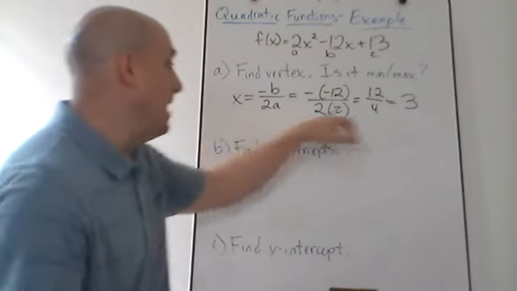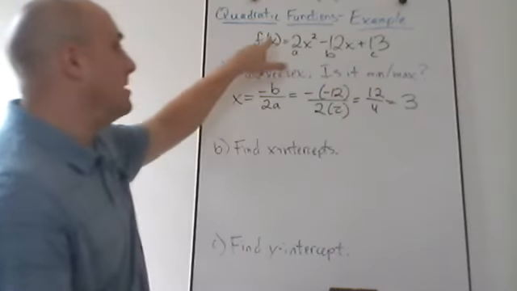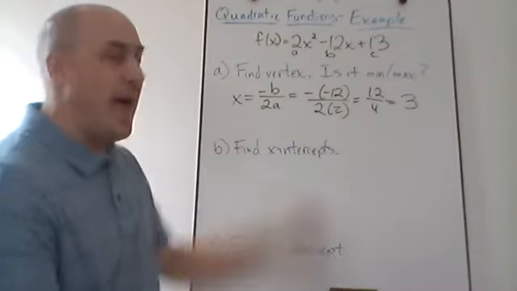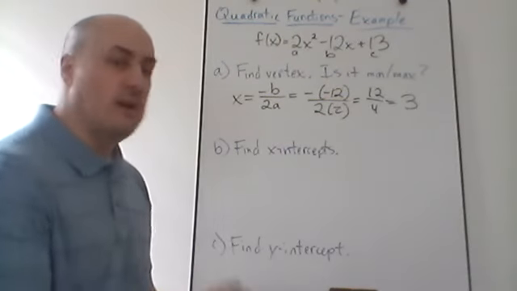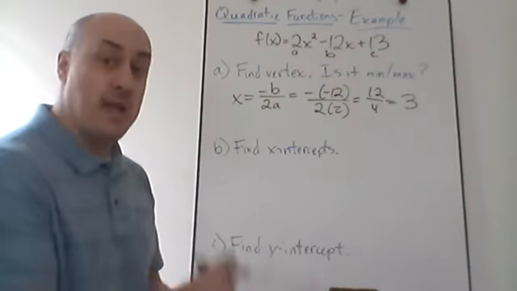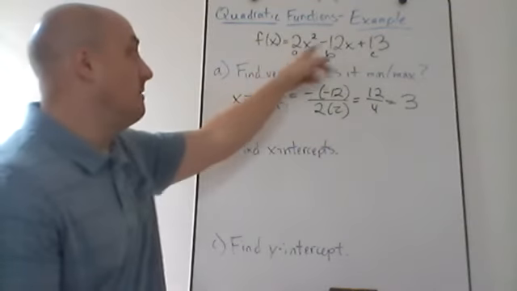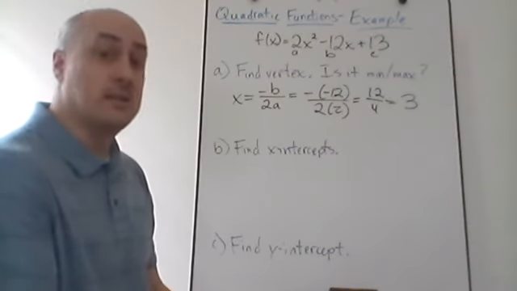Well, once I get my x equals 3, I plug x equals 3 back into my function, and that gives me my y-coordinate. No matter what type of problem you're trying to do, if you're trying to find a point on the graph and you know the x, you plug it into the function for x and you do the calculation, and that's always going to give you the y.